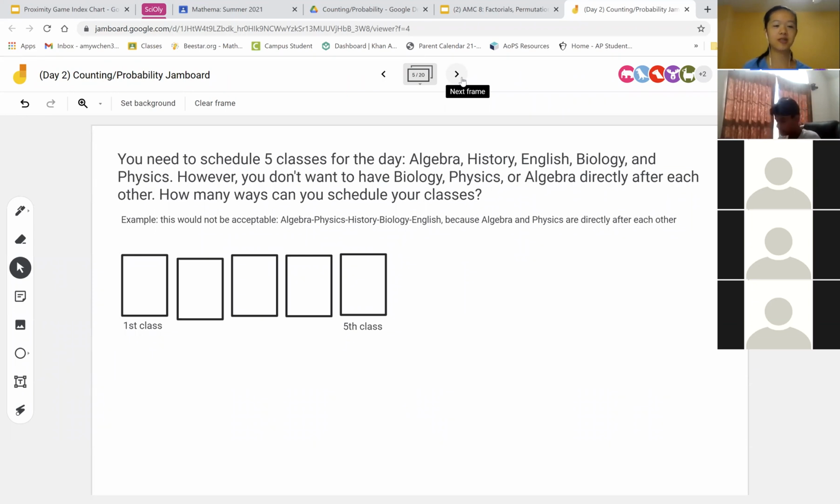You need to schedule 5 classes for the day: algebra, history, English, biology, and physics. However, you don't want to have biology, physics, or algebra directly after each other. So how many ways can you schedule your classes? Just to clarify, a class sequence of algebra, physics, history, biology, and English would not be acceptable because algebra and physics are directly after each other.